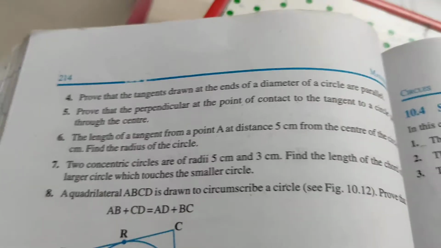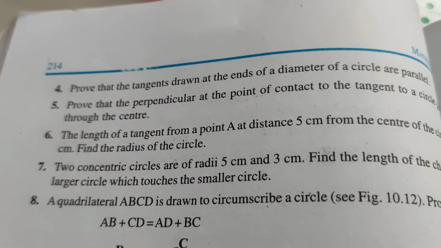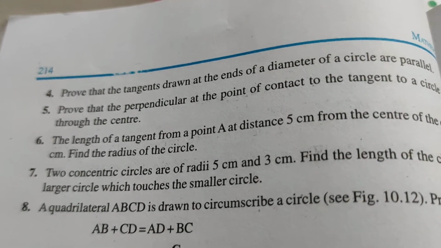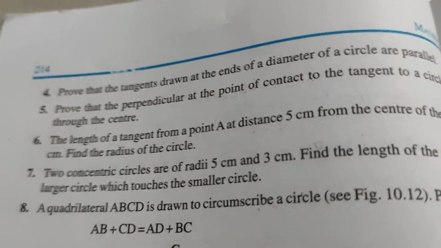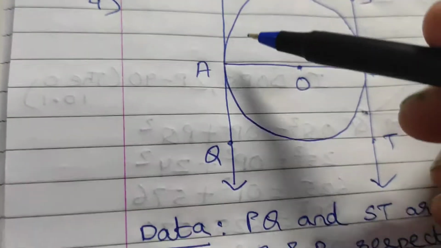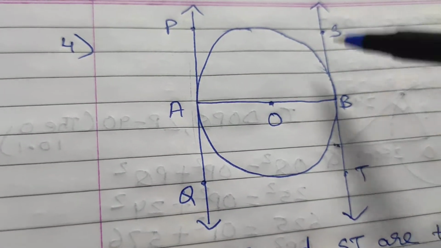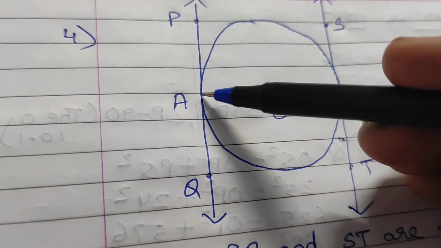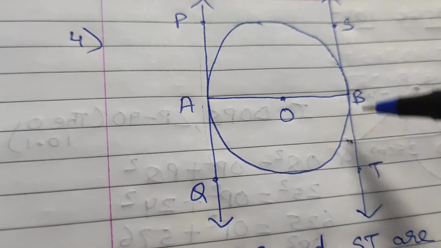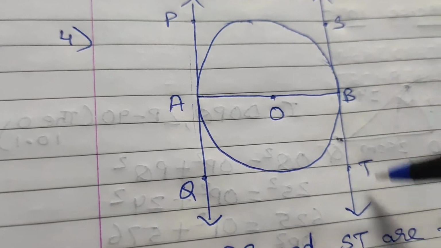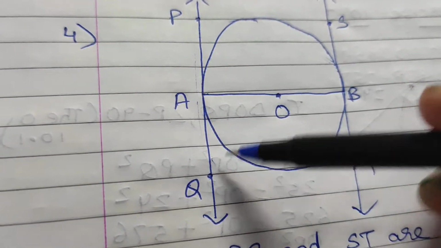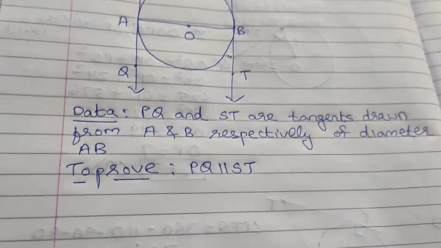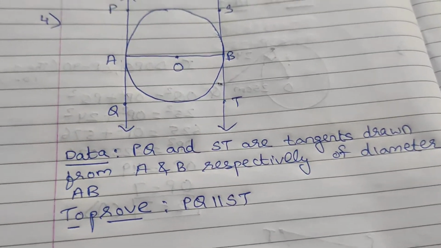In sum number 4, prove that the tangents drawn at the ends of diameter of a circle are parallel. So we have to prove that these two tangents are parallel. PQ is a tangent drawn from the end A and ST is a tangent drawn from the end B. We need to prove that PQ is parallel to ST. Fine. So let's start this very simple sum.